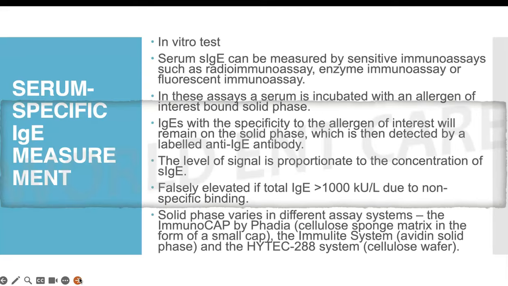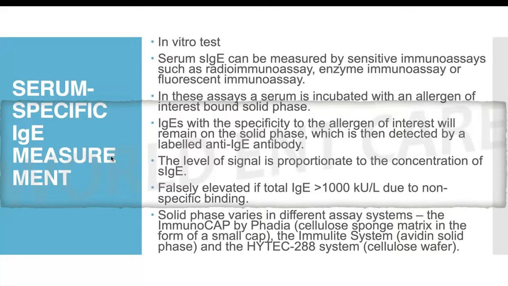Okay, now next is serum specific IgE measurement. Serum specific IgE measurement is also an in vitro test. Here, serum specific IgE can be measured by sensitive immunoassays such as radioimmunoassays, enzyme immunoassays, and fluorescent immunoassays. If you remember, we have read about these things in our microbio also.